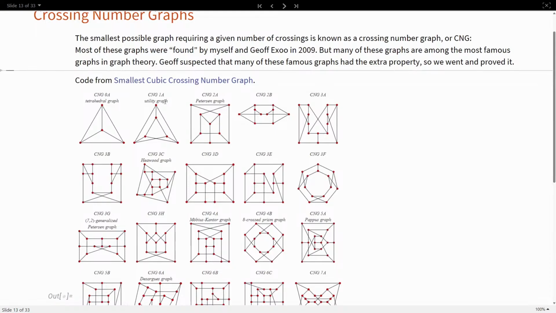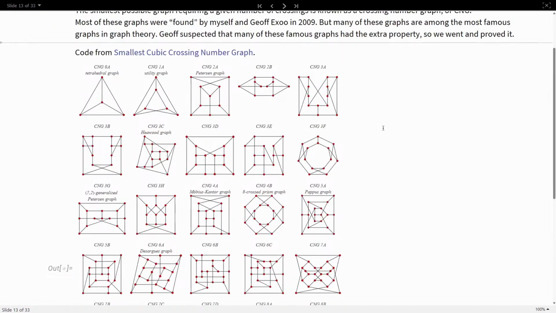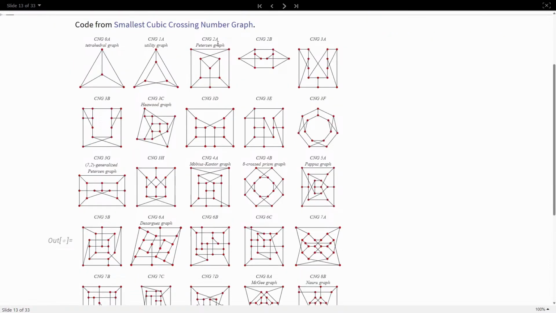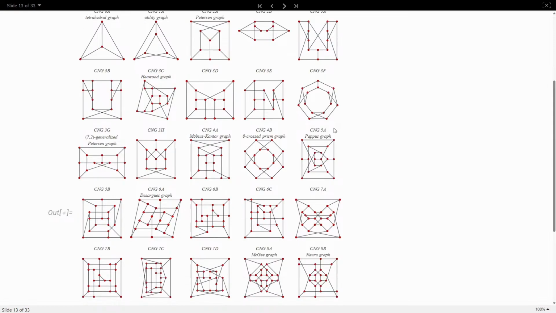And these are all cubic graphs. Each vertex connects to 3 edges. With 10 vertices, you can require 2 crossings, and there are 2 ways of doing it. Here's the other graph. For 14 vertices, there are 8 different ways of drawing a graph that require 3 crossings. One of them is the Heawood graph, another is the generalized Petersen graph, and there are also these others here, less well known.